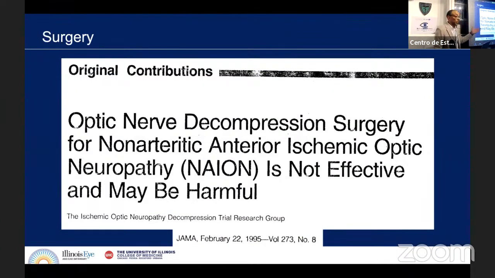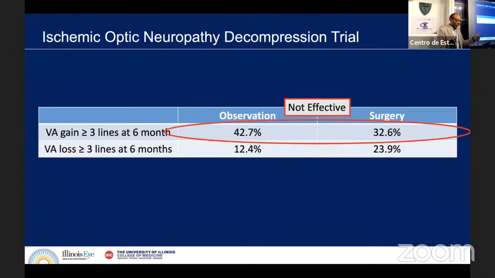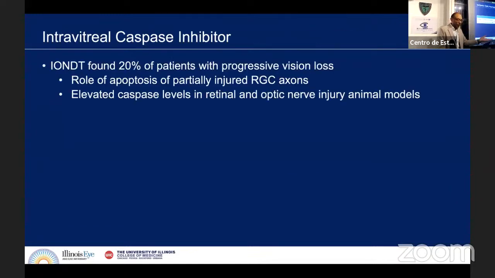So getting back to the study, do you recommend optic nerve decompression for NAION? So this is why it's not effective. The observation group was more likely to have visual improvement than the surgery group. So it didn't help. Worse yet, the patients who got surgery were more likely to lose vision. So surgery was actually harmful. So we don't recommend this at all.